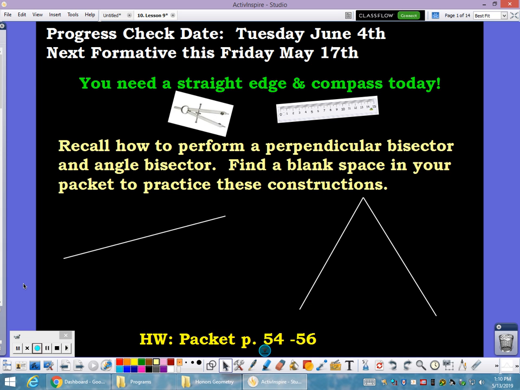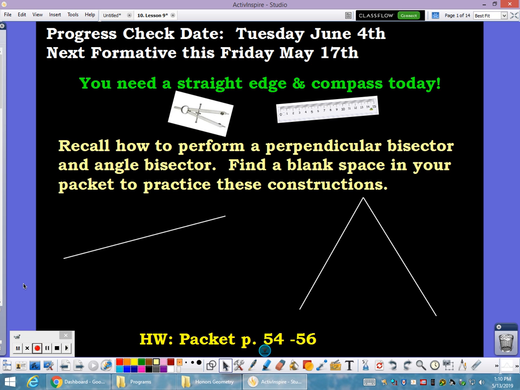Our progress check date is Tuesday, June 4th, just so you can look ahead. Our next formative is going to be this Friday, May 17th. You need a straight edge and a compass today, so if you haven't gotten those, let's get those.